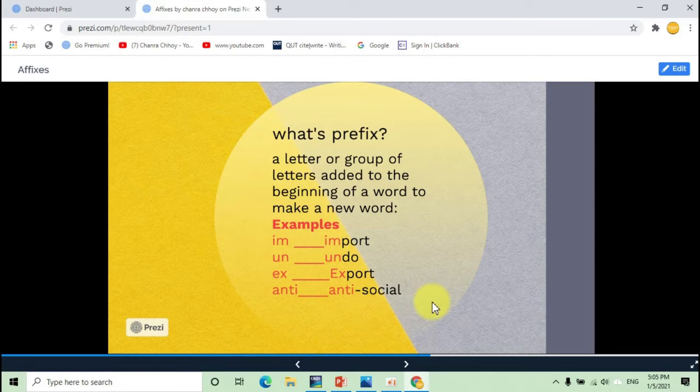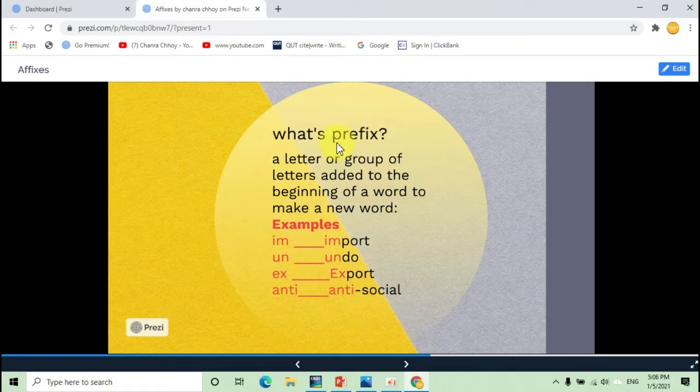So that is all about prefix, and I hope you understand it. And why do we say prefix? Because the prefix is the letters we add in front of the word. Why? Because pre means before, as opposed to post, so it stays in front of any root word, base word, or stem word. That is all the same meaning of the words.